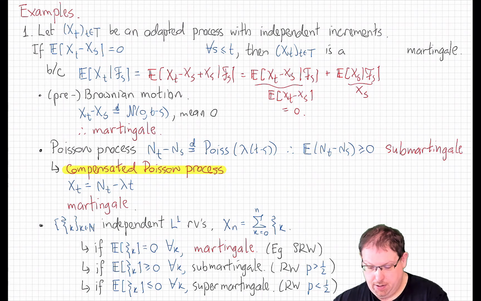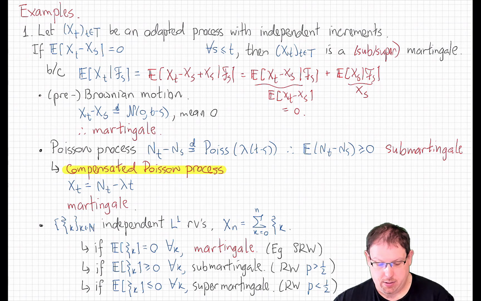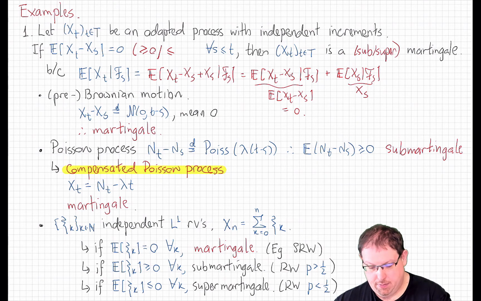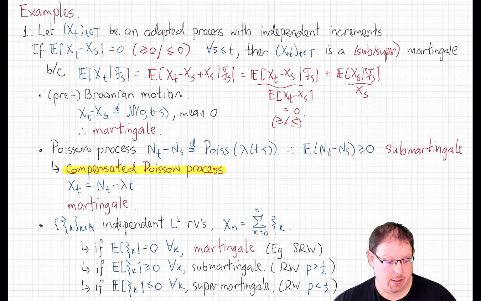Of course, if we want to have a sub or super martingale, we can do the same thing as long as we assume that the increments have positive or negative expectation, accordingly just giving us the correct inequality here to yield the sub or super martingale definition. So that gives us a whole bunch of examples. For example, the Brownian motion, which we haven't fully constructed as a continuous path process, but the pre-Brownian motion we have, and it is an independent increment process whose increments are normally distributed. That means that they have mean zero, and therefore it is a martingale.